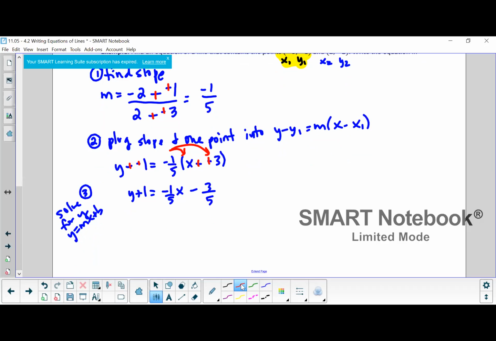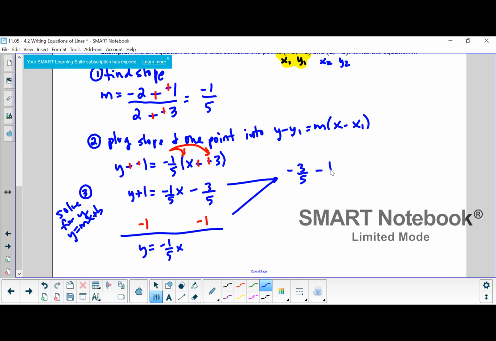What do you feel like I have to do next? Because I'm trying to get y by itself. Subtract the 1. This one's a little bit different than the last one, though. So you see I have -3/5 and I have a -1 that I'm trying to combine with it. So let me go over here for a second, and we need to talk about adding fractions. So -3/5 minus 1. You can't combine numbers until they have common denominators.